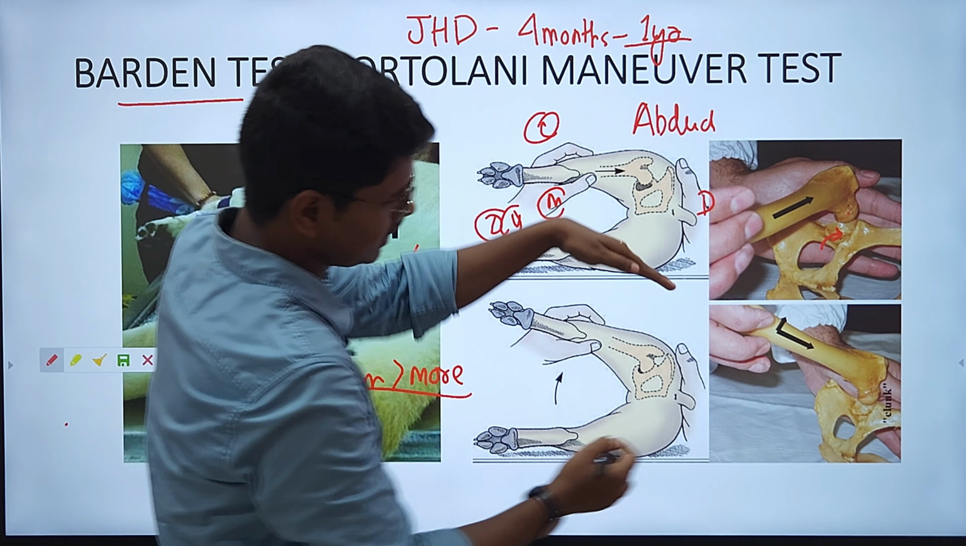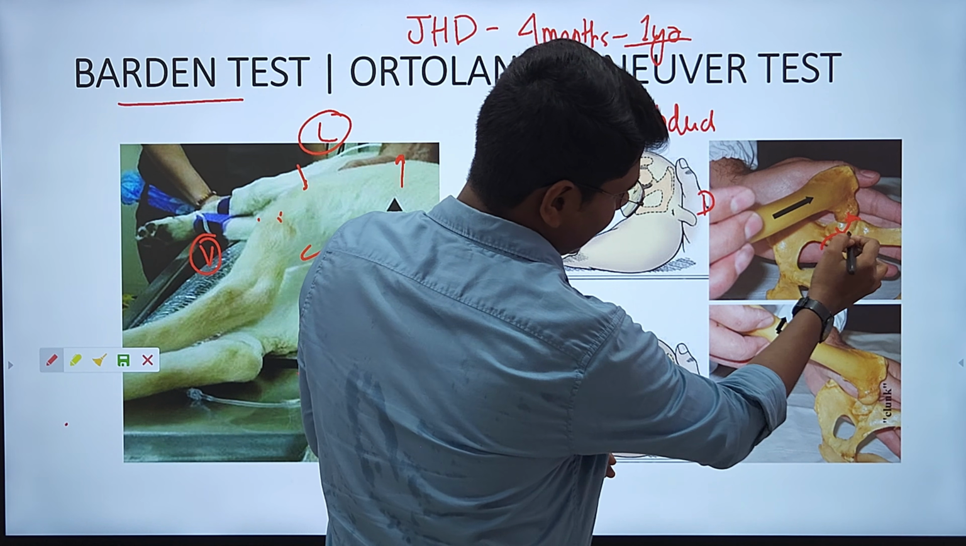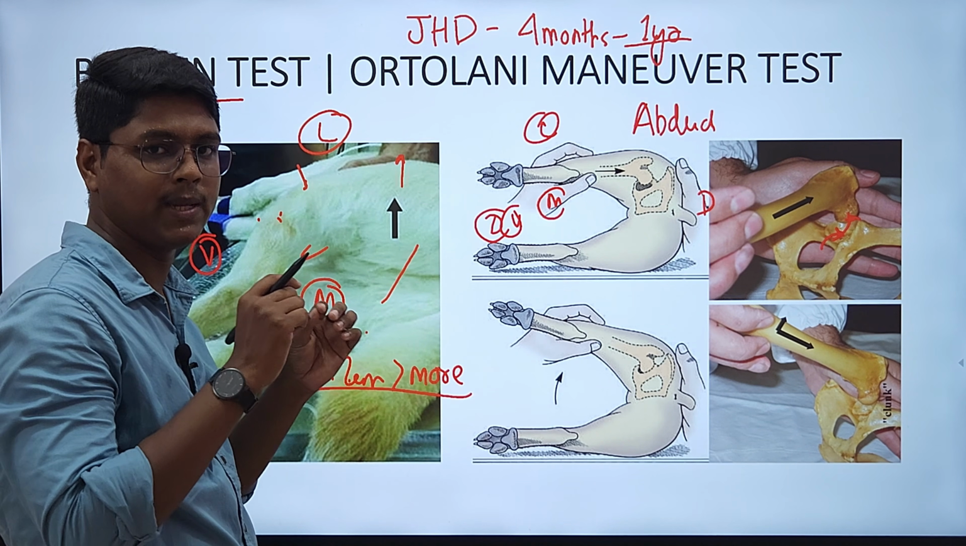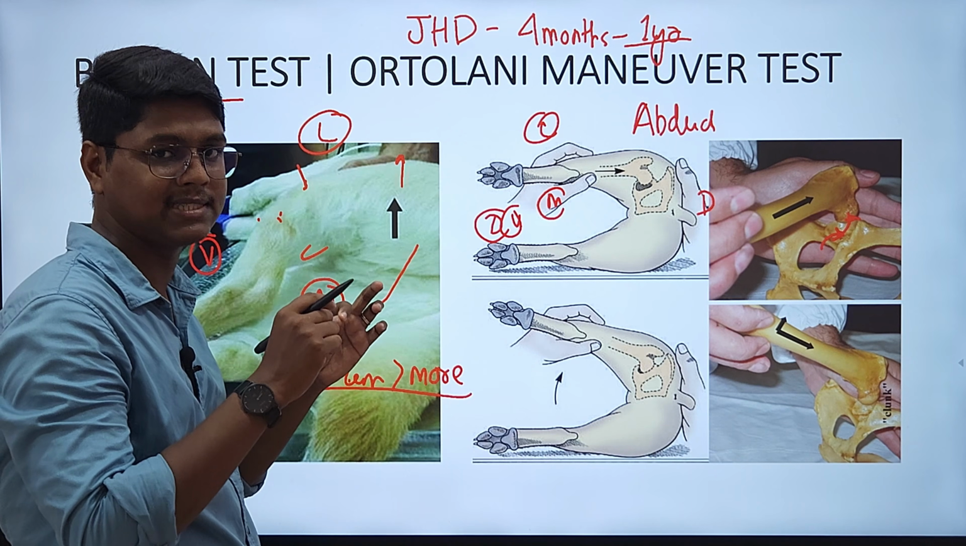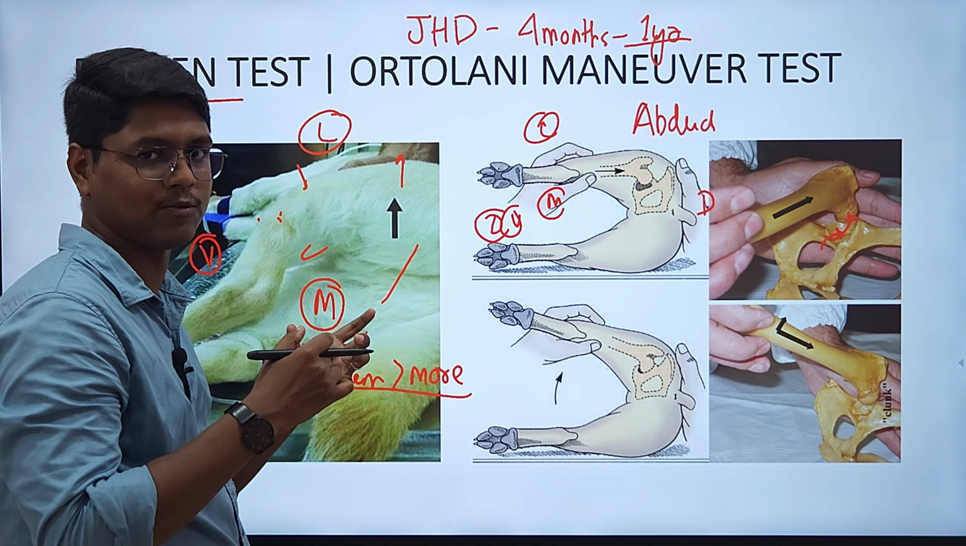When you abduct, it will slip from the acetabular rim. This is the acetabular rim, back into the acetabulum. So when it goes back into the acetabulum, you will feel or hear a click sound. Okay, or you can also feel the click by hand.